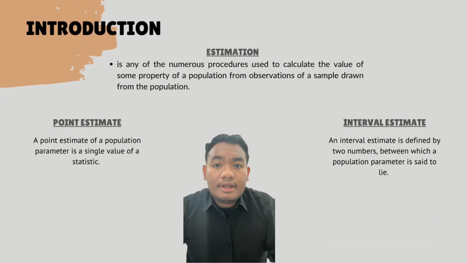For the introduction, let me tell you what is estimation. Estimation is any of the numerous procedures used to calculate the value of some property of a population from observation of a sample drawn from the population. An estimate of a population parameter may be expressed in two ways. First is point estimate. A point estimate of a population parameter is a single value of a statistic. Second one is interval estimate. An interval estimate is defined by two numbers between which a population parameter is said to lie.